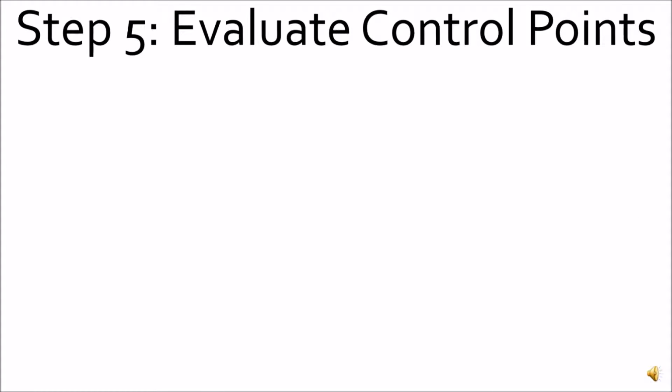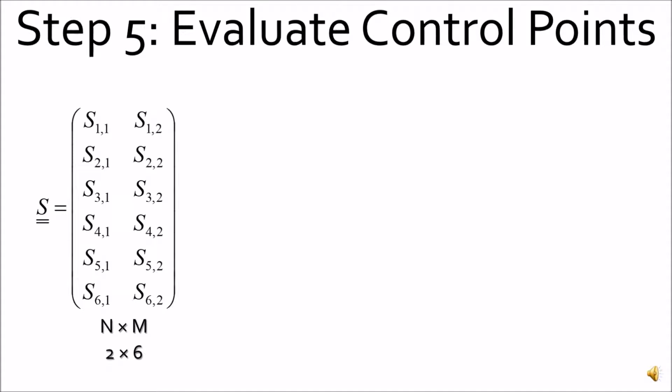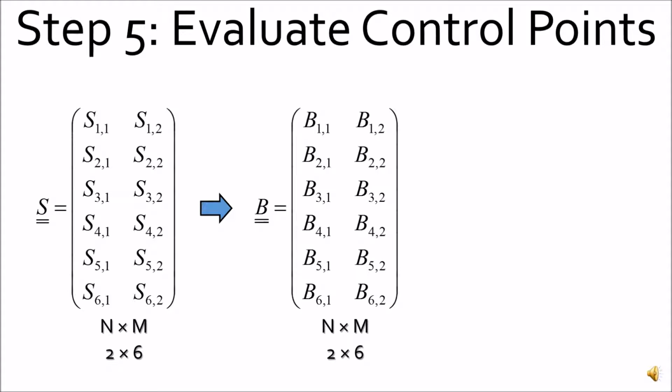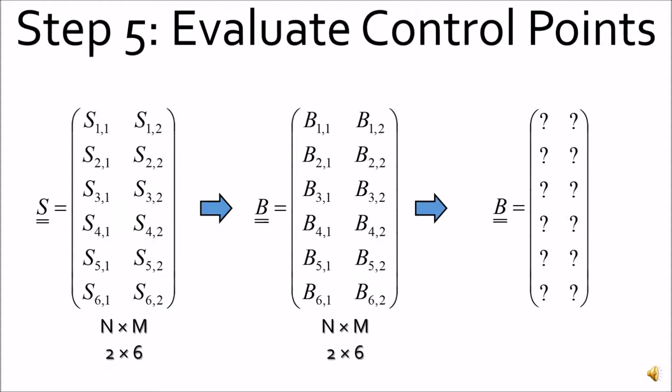Okay, so the 5th step is to evaluate the control points. So we have a 2x6 matrix containing all the data points that we started with, and what we need to do is create what's called the control points for our Bezier splines, and we label these with the letter B. And the dimensions of this matrix are exactly the same. There's basically a 1-to-1 correspondence between the points in the S matrix and the B matrix, but we have to do some algebra to arrive at these values. So how do we do that? Okay, so this is again reasonably involved, or not necessarily involved, but reasonably unintuitive.